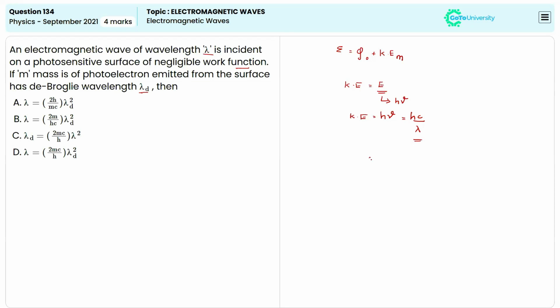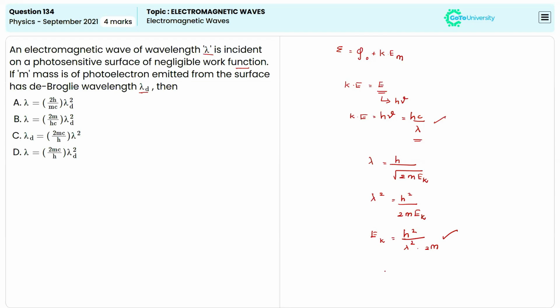It's known that the de Broglie wavelength is equal to h divided by root of 2m times Ek, in terms of kinetic energy. So here we can calculate lambda d squared is equal to h squared divided by 2m times Ek. When we rearrange the equation, the kinetic energy can be written as h squared divided by lambda d squared times 2m, right? From the equation of energy and this general equation, we can write the correct equation for the given question.